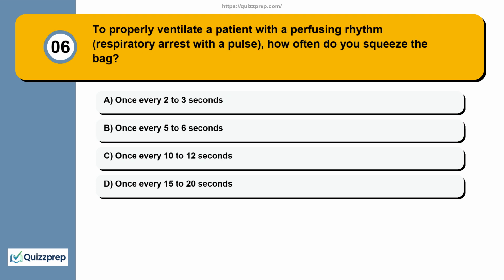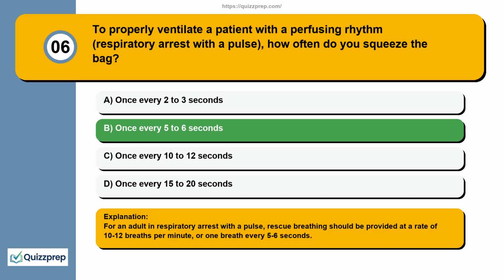Question 6. To properly ventilate a patient with a perfusing rhythm, respiratory arrest with a pulse, how often do you squeeze the bag? Once every 2 to 3 seconds. Once every 5 to 6 seconds. Once every 10 to 12 seconds. Once every 15 to 20 seconds.